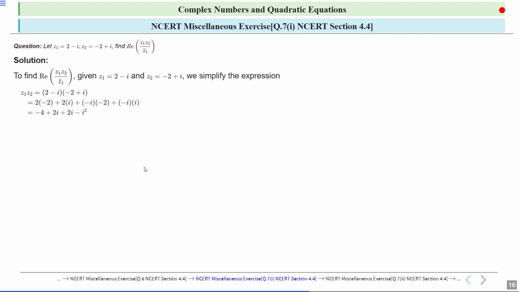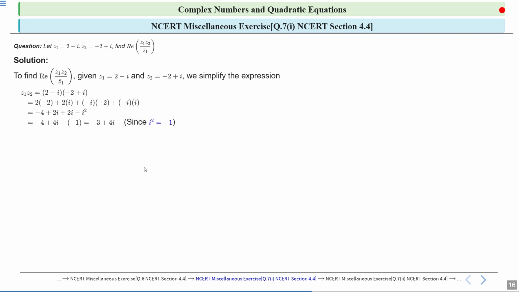Let's simplify each term. So 2 times minus 2 will become minus 4. 2 times iota is 2 iota. Okay, minus iota times minus 2 is 2 iota, and minus iota times iota is minus iota square. Okay, so z1 times z2 will become minus 4 plus 2 iota plus 2 iota minus iota square.